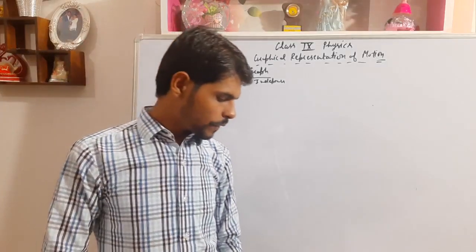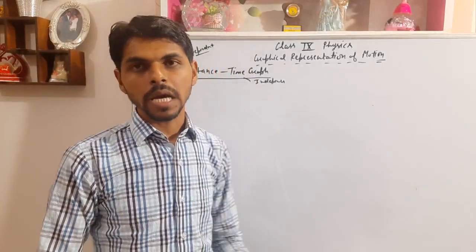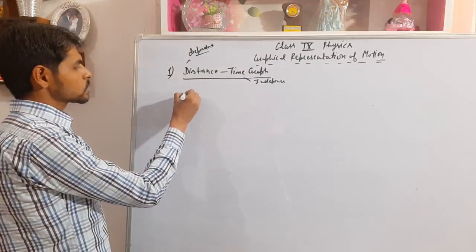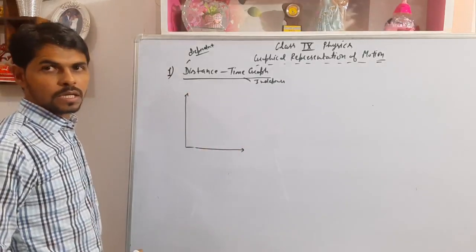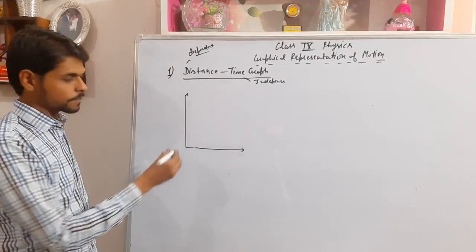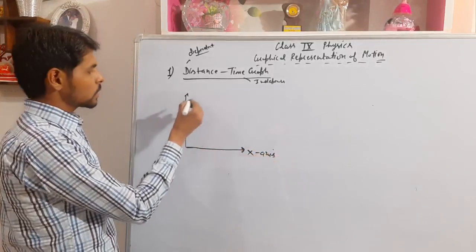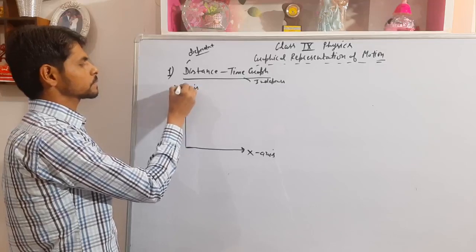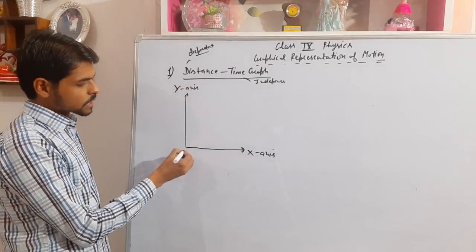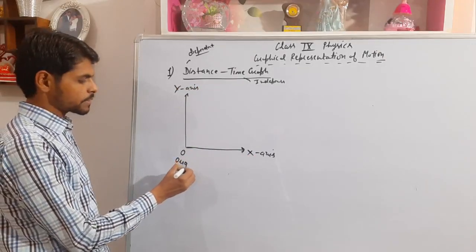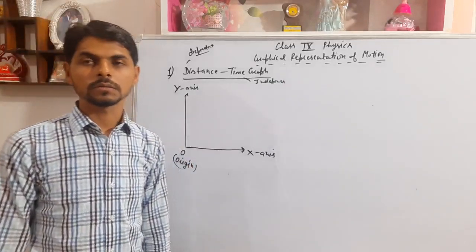Okay. So if we want to draw the line graph, we should draw two lines. One is horizontal, another one is perpendicular, vertical. The horizontal line is called x-axis and the vertical line is called y-axis, and the point of intersection of the two lines is called origin, represented by O. What is this? Origin. Okay.